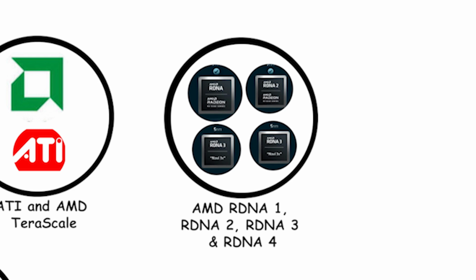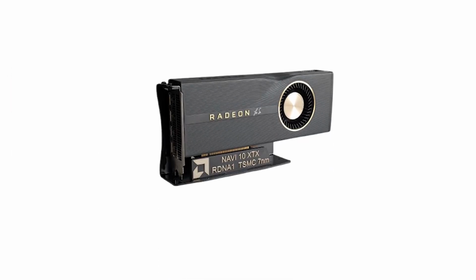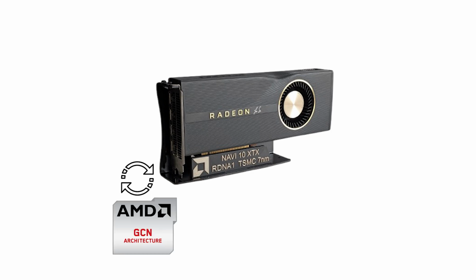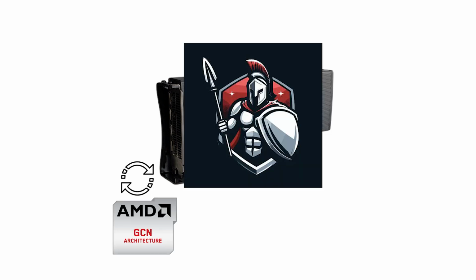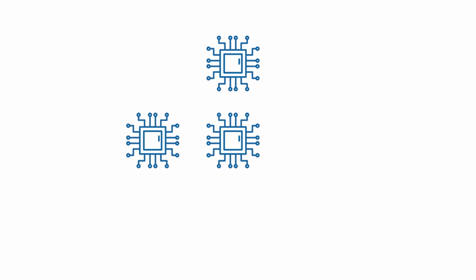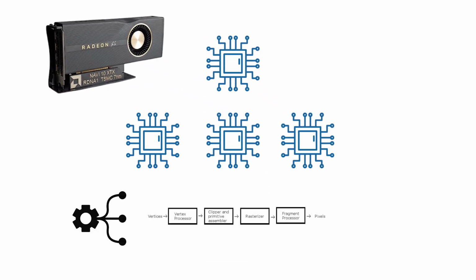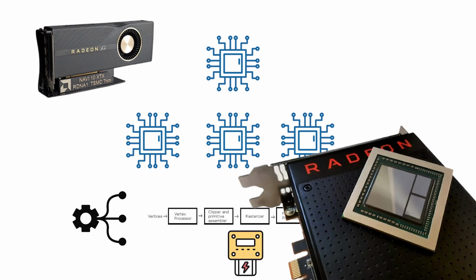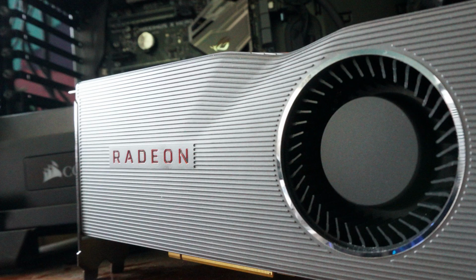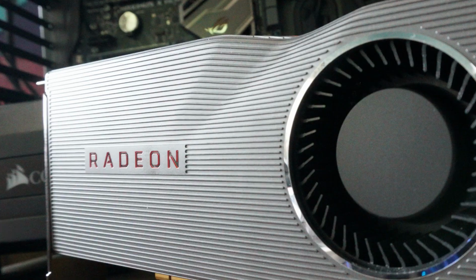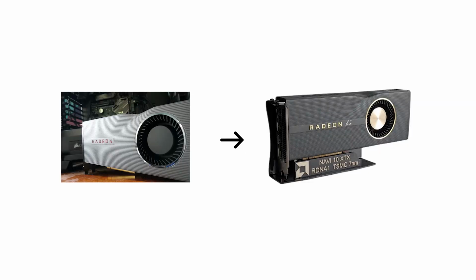AMD RDNA1, RDNA2, RDNA3, and RDNA4. RDNA1, the first Radeon DNA architecture, replaced Graphics Core Next with a gaming-focused design. It introduced the workgroup processor layout, streamlined caches, and a shorter graphics pipeline for better performance per watt compared with Vega-era designs. Cards like Radeon RX 5700 used this first generation.